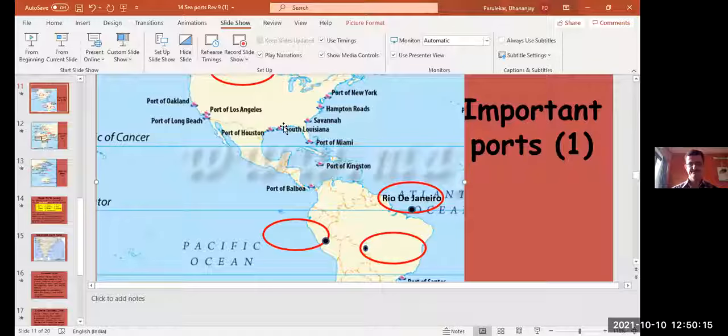Done? Now, Miami, over here. One more port is T-A-M-P-A, Tampa. You find out where it is, it's somewhere over here, but you have to find out for yourself. Okay, written Tampa?